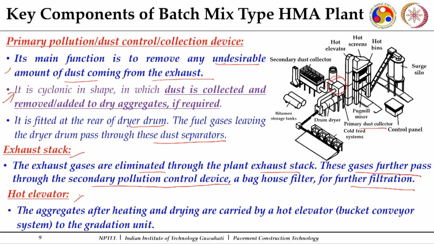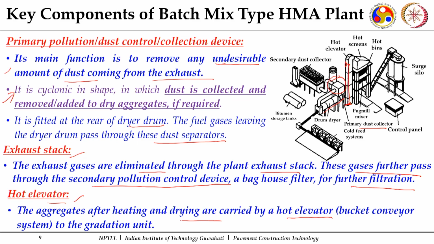Then comes, once you have these aggregates which are heated up to the required temperature, the hot elevator. The aggregates after heating and drying are carried up by a hot elevator, a bucket conveyor system, to the gradation unit, again the hot screening unit. Once this is done, you can see this is your drum. Once this is there, then you have this hot elevator.